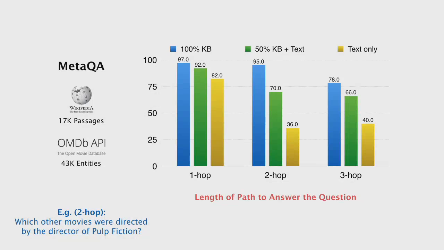Do you have an intuition why the drop with the 100% knowledge base is so much more drastic than for the knowledge base plus text and just text, from 2 hop to 3 hop, I mean? Yeah, that's a good question. Yeah, I don't have an answer to that.